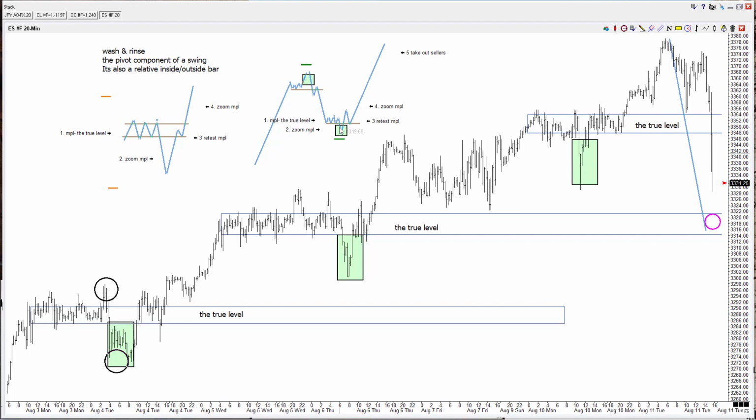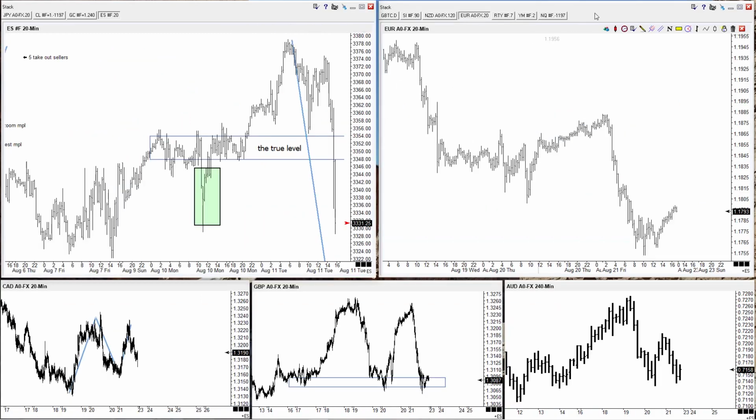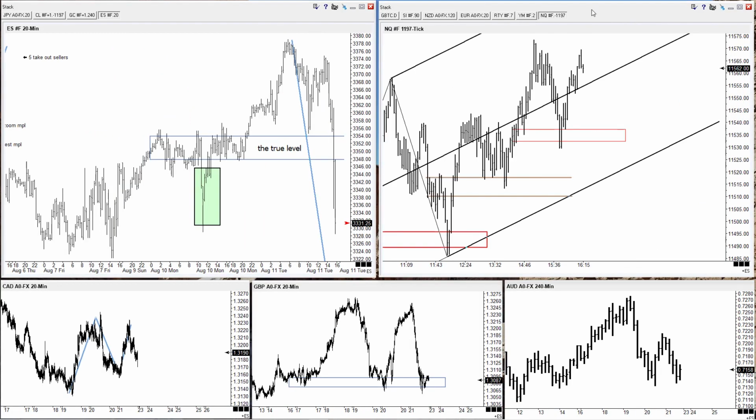Now this right here is a variation, so I call this MPL the true level. It's the true level of buyers and sellers. Let me find a recent example.